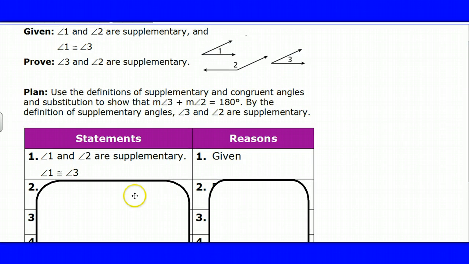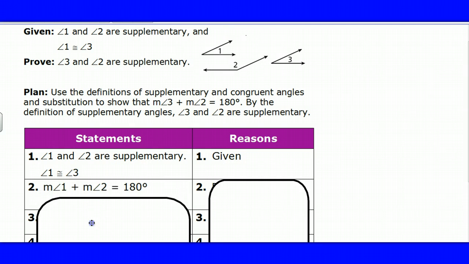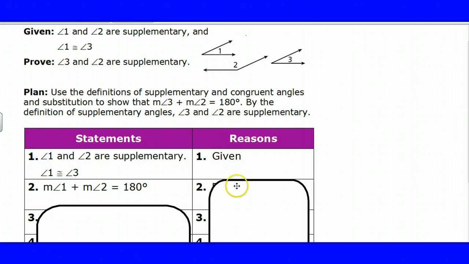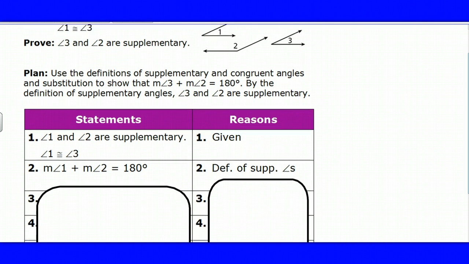So if angle 1 and angle 2 are supplementary, then what can we say about angle 1 and angle 2? Those measures equal 180, right? Good. And that is because we know they are supplementary. That's just our definition, right, of supplementary angles.